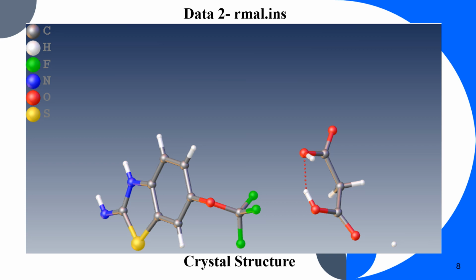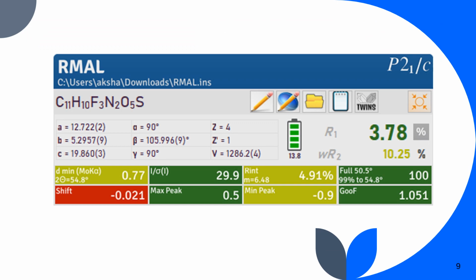So I used the ins file with OLEX software, and I solved this structure. In this structure we can see there are small balls and big balls that also represent what we have discussed in the previous slide. And as you can see, there are different colors of balls which represent different elements present in the crystal structure.